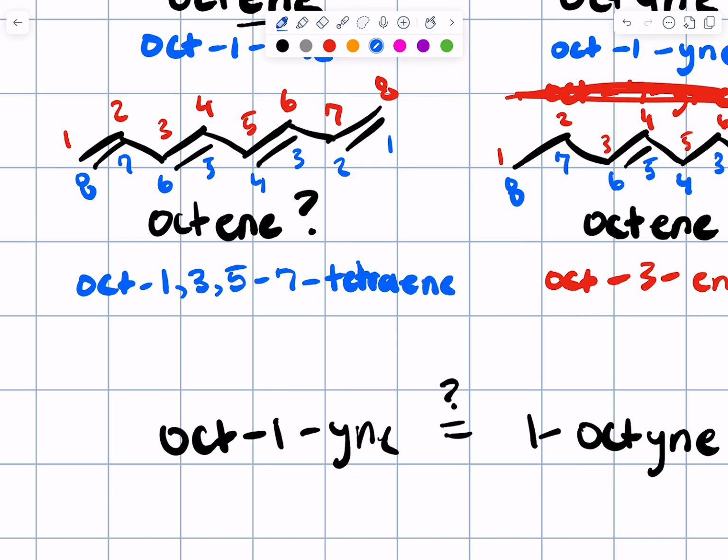Somebody asked me last hour about the oct: is it octa-1,3,5,7-tetraene, or is it just oct-1,3,5,7-tetraene? There's probably a rule for that, and we do not care. So oct or octa, who knows? Oct-1,3,5,7-tetraene or tetrene.